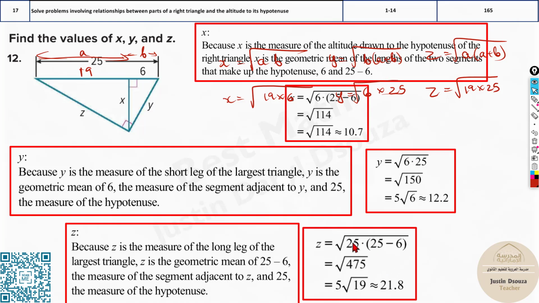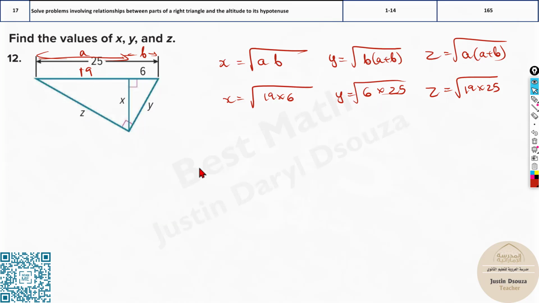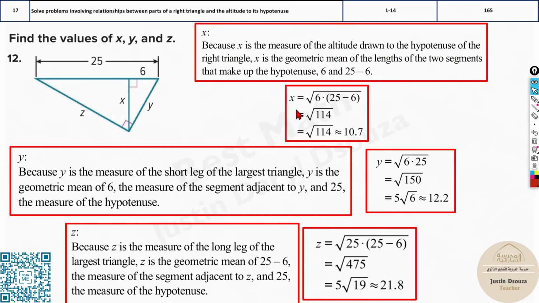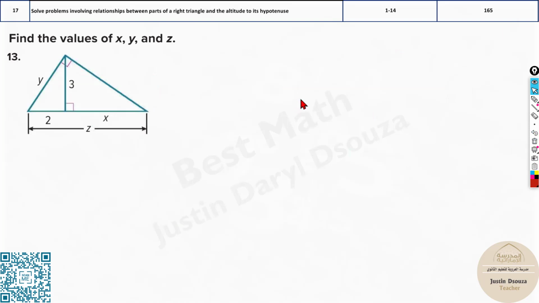So it's 6 times 25, 6 times, see, it's 19. Okay, 25 times 19. I would suggest you write the individual sides and then put it in the calculator easily. And there's no need of writing anything because it's an electronic exam.